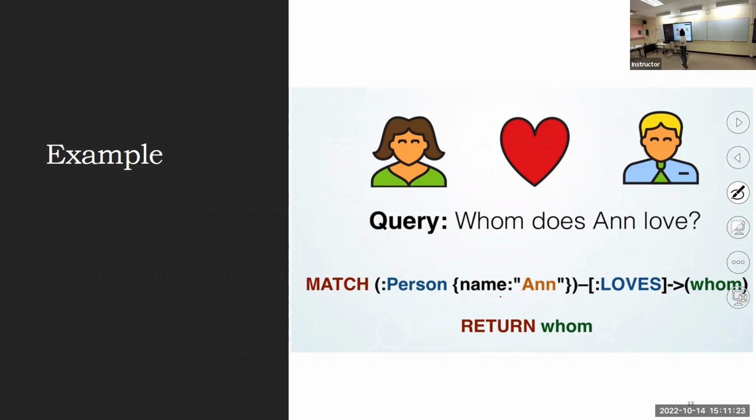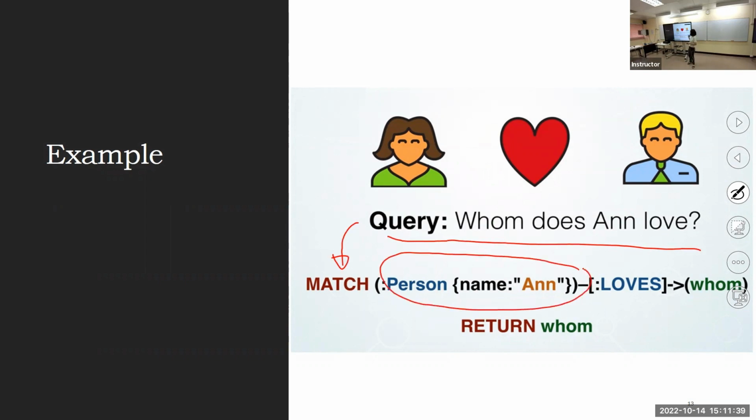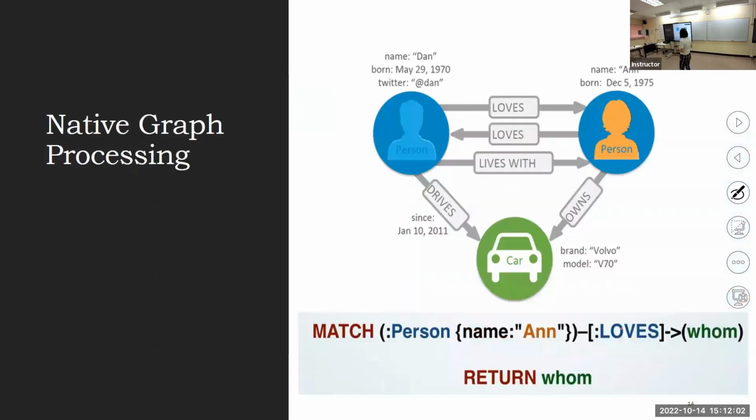Okay. This is another query. Whom does Anne love? If we convert this into a query expression in Cypher, first we find a person node, then follow the relationship love to the node whom she loves, and then return whom as the answer. So who will be the node? That is the person she loves, and so on.